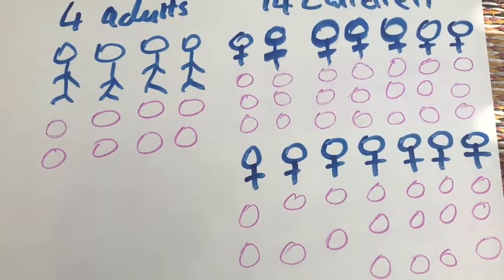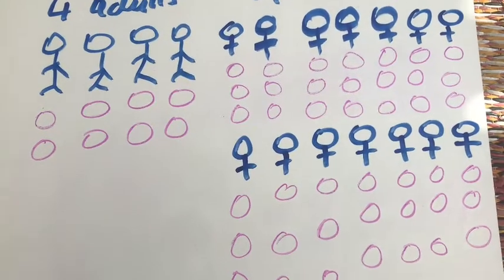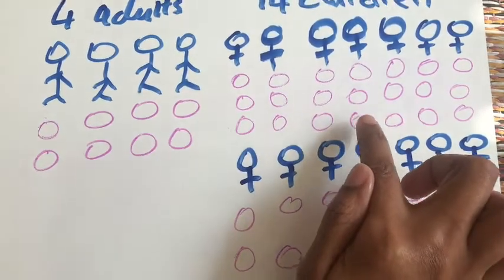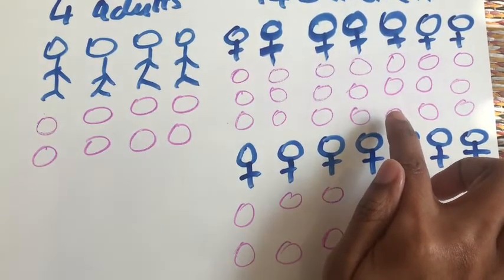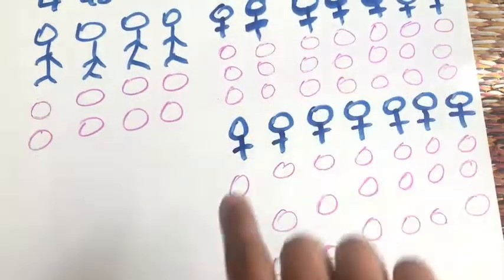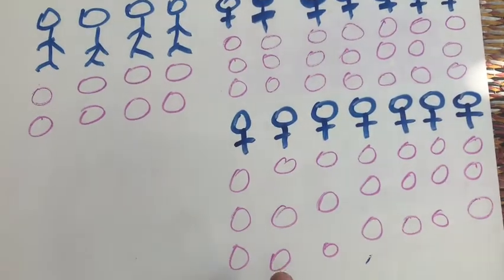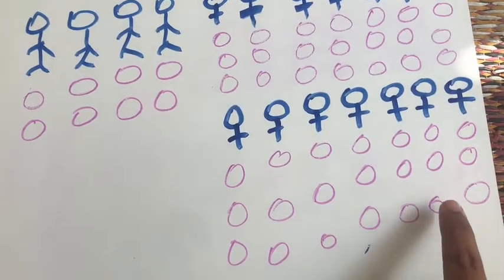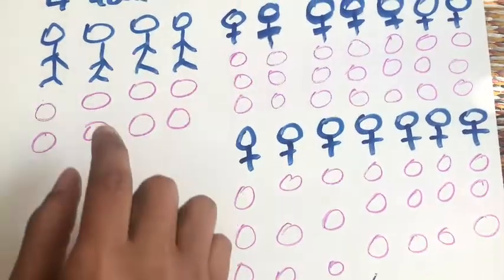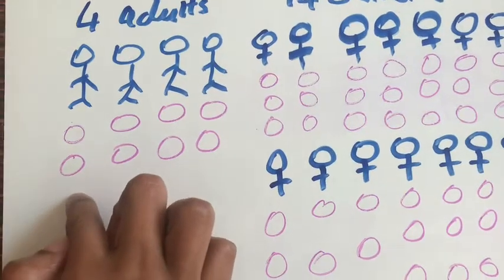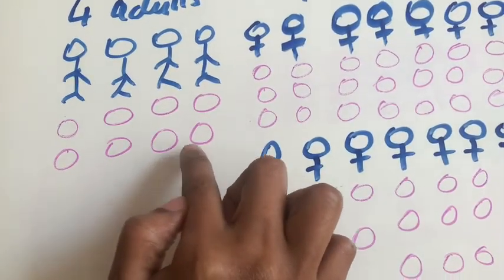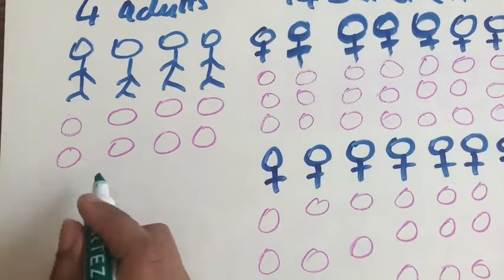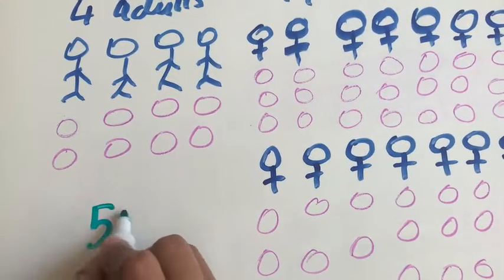If we count the cookies, we get 3, 6, 9, 12, 15, 18, 21, 24, 27, 30, 33, 36, 39, 42, 44, 46, 48, 50. So in total, she needs to make 50 cookies.